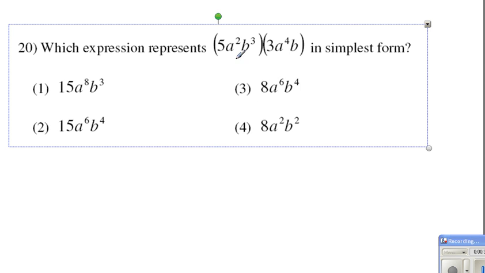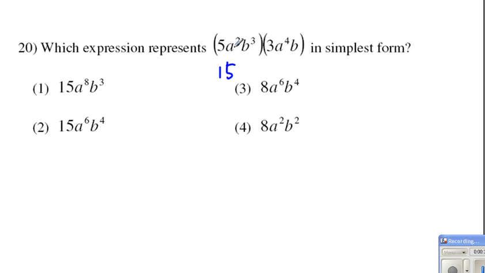Alright, now how about this one? Similar as before, 5 times 3 becomes 15. A squared and a to the 4th total a to the 6th power, b cubed, b becomes b to the 4th power. So we end up getting choice 2 as our answer.